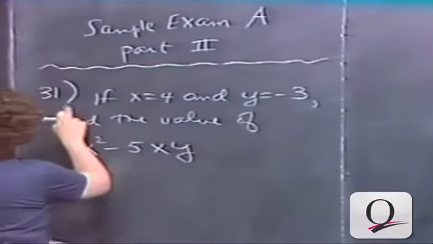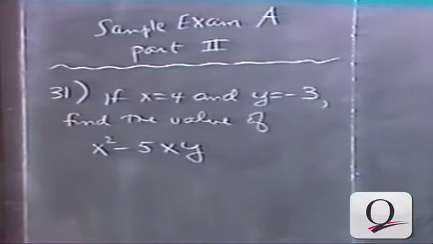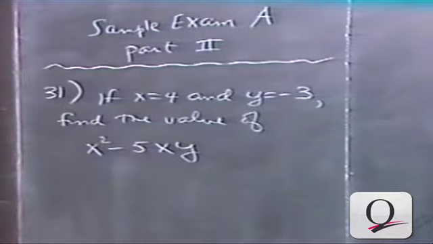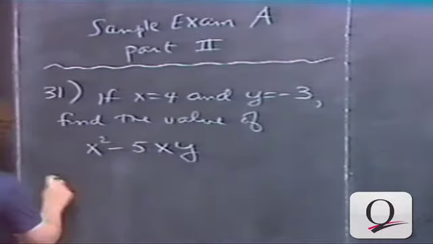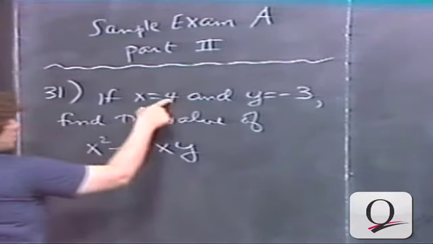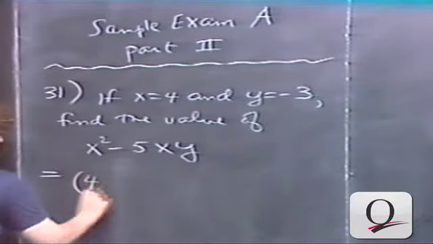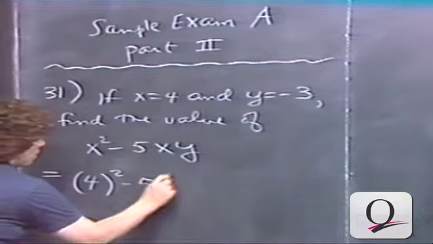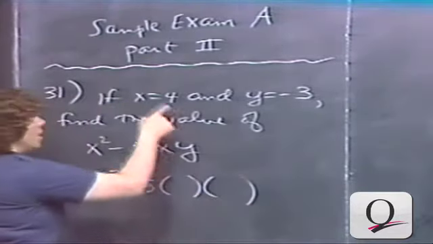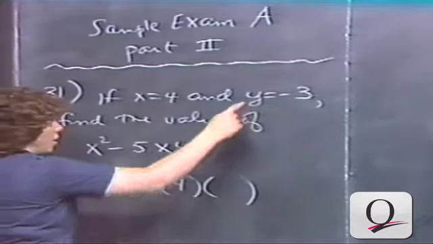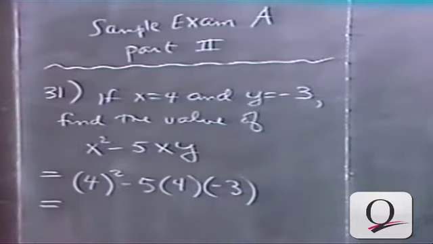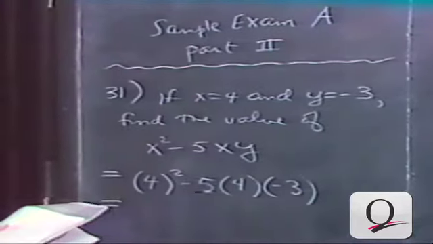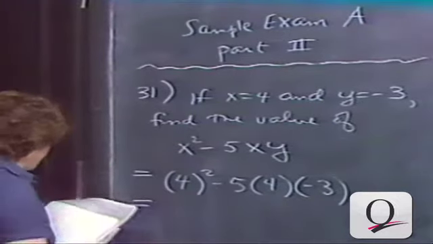Starting with question now 31, if x equals 4 and y equals minus 3, find the value of x squared minus 5xy. Okay, x is 4, so that's 4 squared minus 5xy. X is 4 and y is minus 3. 4 squared minus 5 times 4 times minus 3.